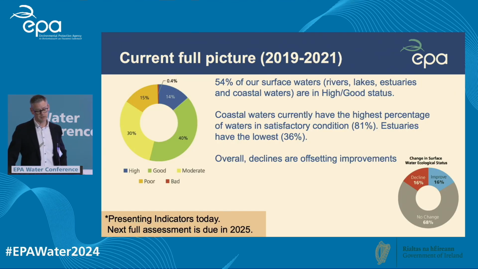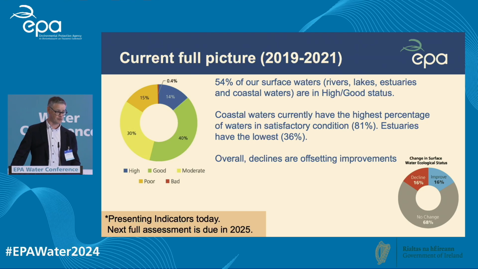So I think in 2022, the EPA published the current full picture. I've spoken about ecological status overall. We published it in 2022 in the Water Quality Report, and it dealt with the period 2019 to 2021. What we saw there was that 54% of our surface waters, so that's the rivers, the lakes, and the estuaries and coastal waters, are in high or good status. So 54%, just over half, are hitting the mark.